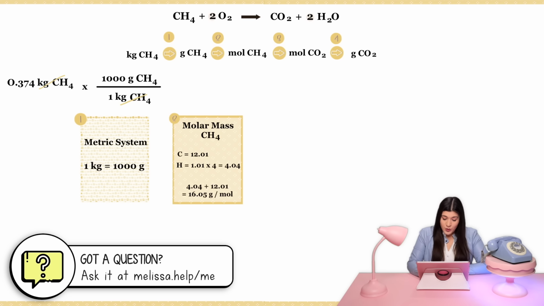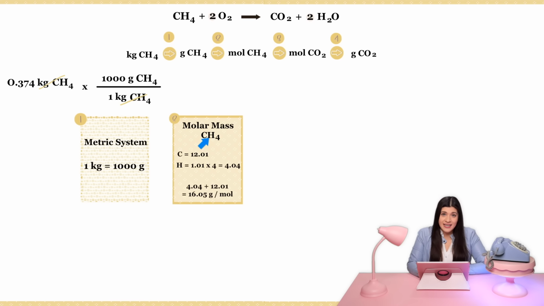And remember how to find molar mass, all we're doing is looking at the individual masses of every single element in this compound and then adding them together. So carbon is 12.01, and then hydrogen is 1.01, but there's 4 of them, so I'll multiply that by 4, and I get this. Then I'll add these two values together to get this as our molar mass.